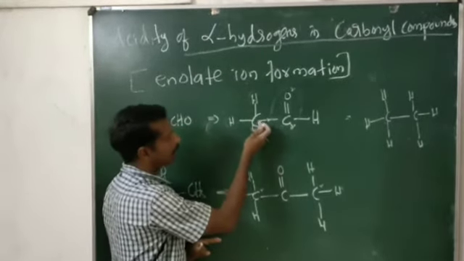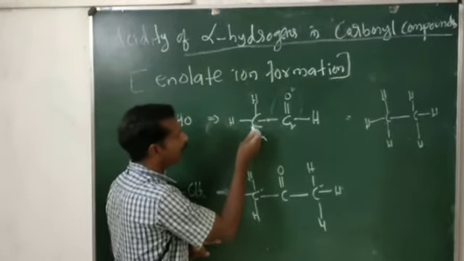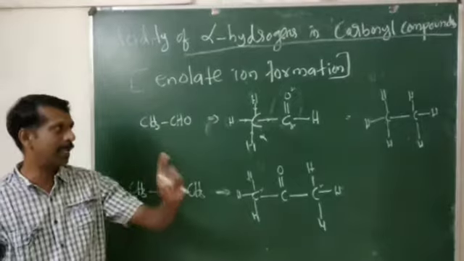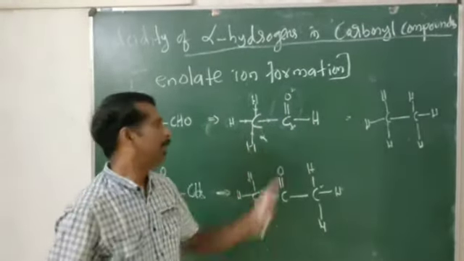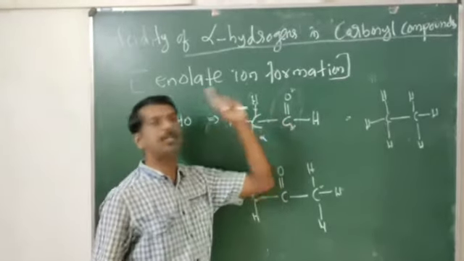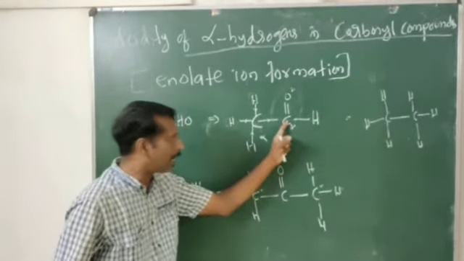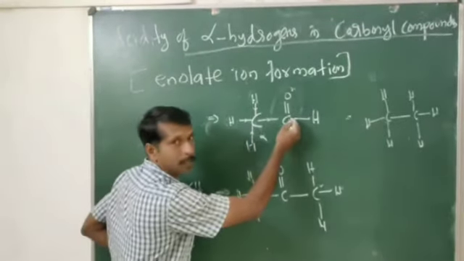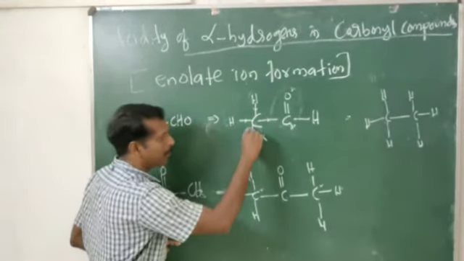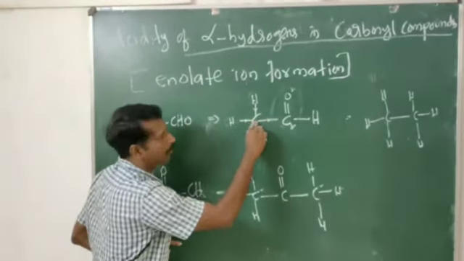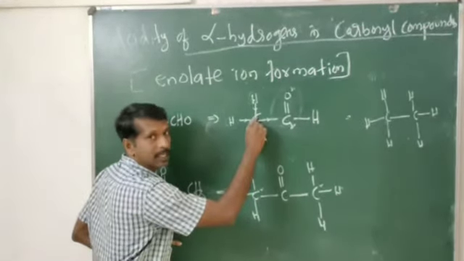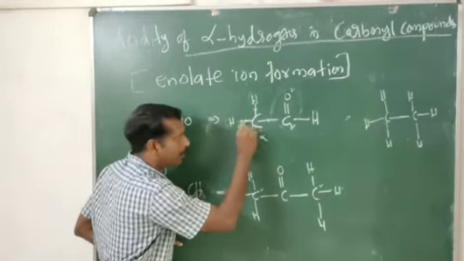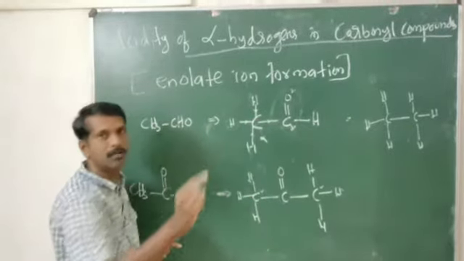Once again, the CO group is polar in nature. That means this carbon is slightly positively charged. Due to the positive charge on this carbon, this will attract this bond pair of electrons. The bond pair of electrons will be attracted towards this carbon, and at the same time, this bond pair of electrons will also be attracted, because a small positive charge is created on this carbon.